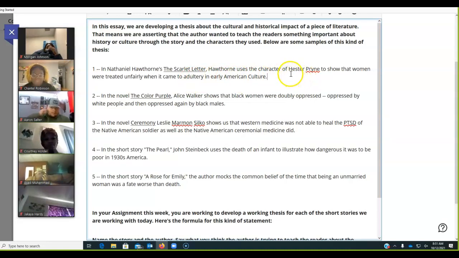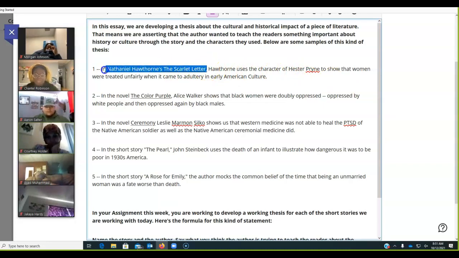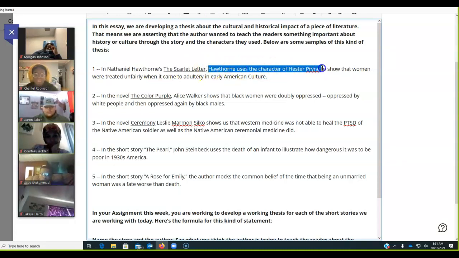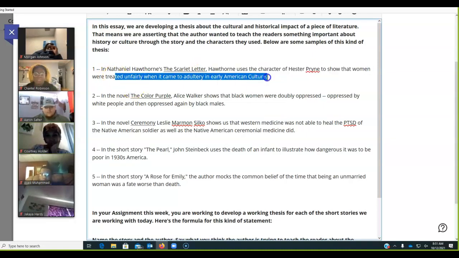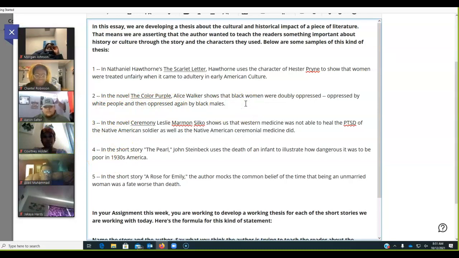Fantastic. Okay, so we have a few things. We're naming the author and the title in the beginning of it. We are saying Hawthorne uses a character or shows us something. And then we are saying what it is that they are showing us about the culture. Okay? So there are kind of three parts there. All right? Let's see. Assad, can you read number 2?